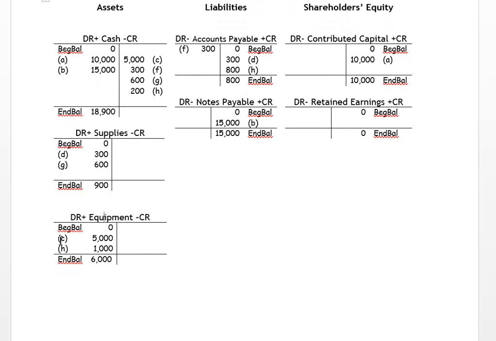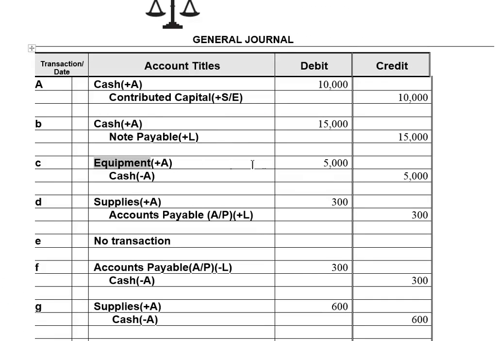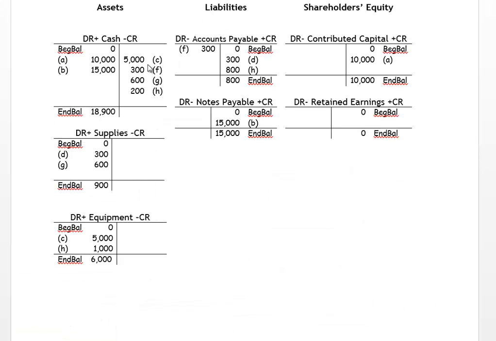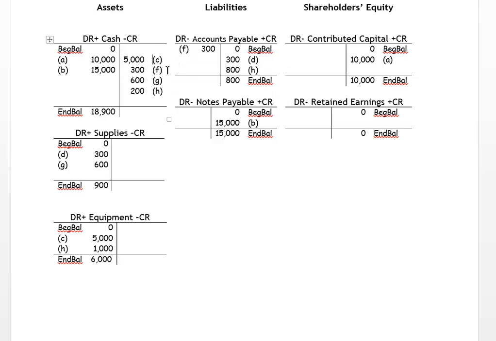Notice the equipment in transaction C went up on the left, and left meant debit. Don't forget, we debited the equipment for $5,000 and we credited cash. So we've got the credit up here to cash at $5,000, and it's C. So we're trying to make sure that all of the credits and all of the debits are in balance.